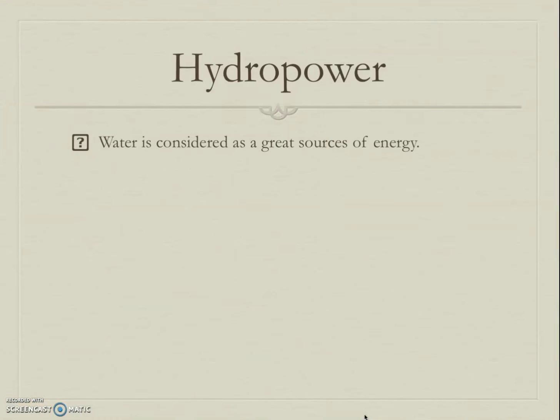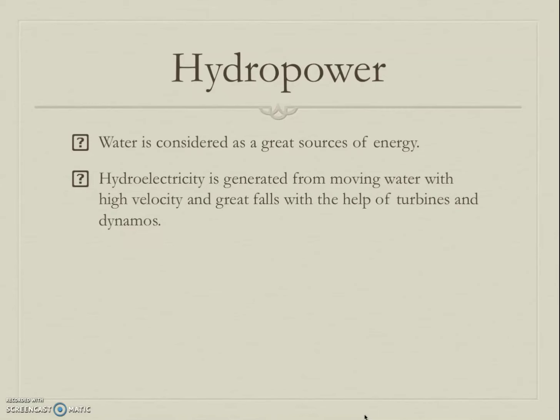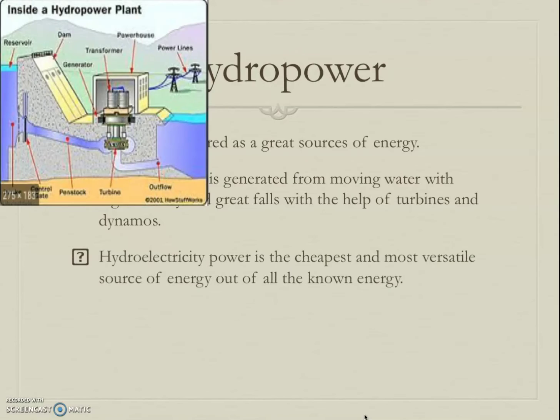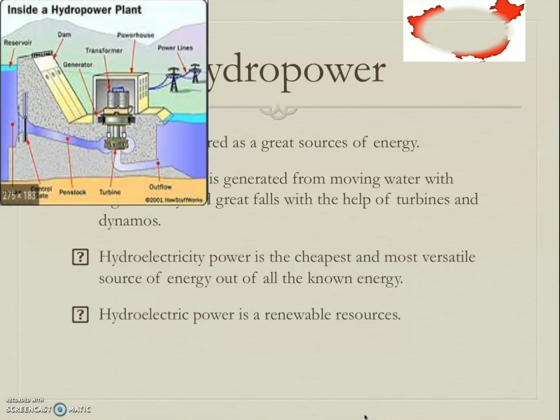Okay, and next we are going to see hydropower. Here hydro means water. So how they are taking electricity from the water, we are going to see. Water is considered a great source of energy. Hydroelectricity is generated from moving water with high velocity and great falls with the help of turbines and dynamos. Turbines and dynamos are nothing but machines which convert the water energy into electricity. Hydroelectric power is the cheapest and most versatile source of energy out of all the known energy sources. And hydroelectric power is a renewable resource.